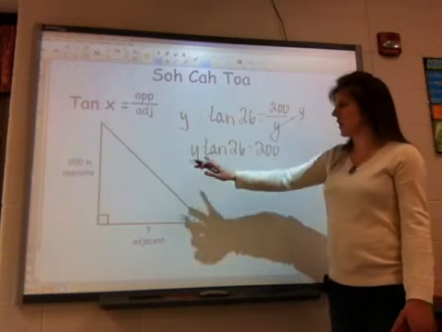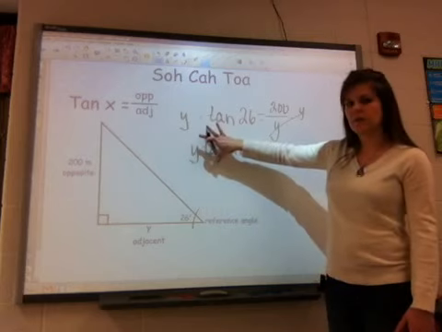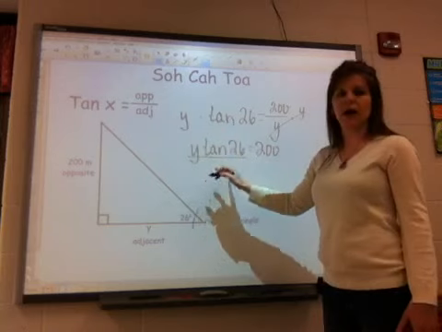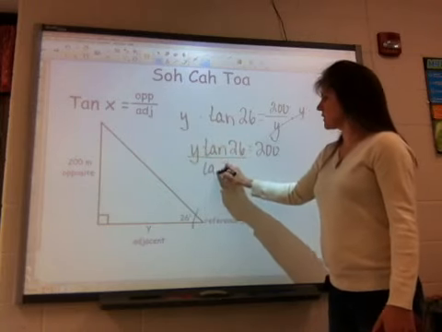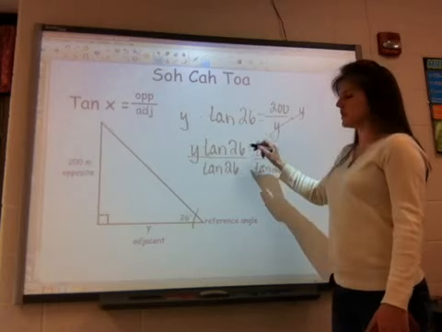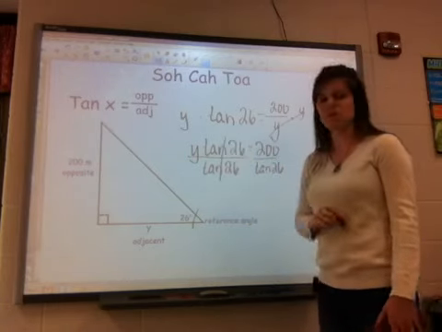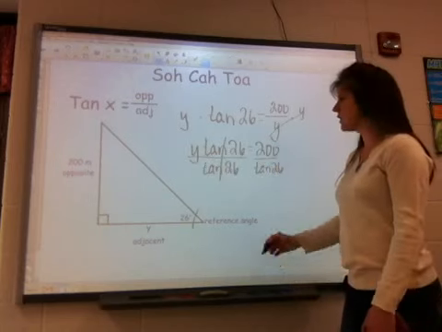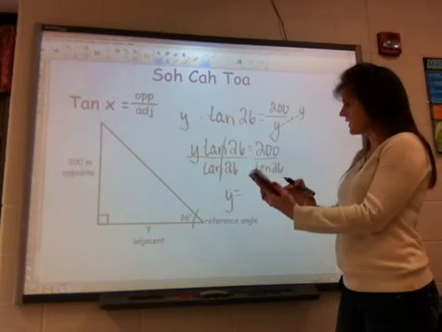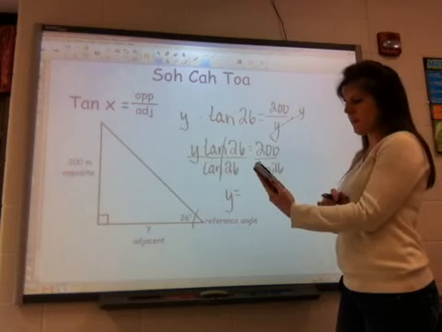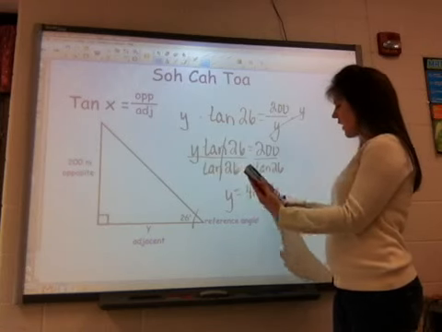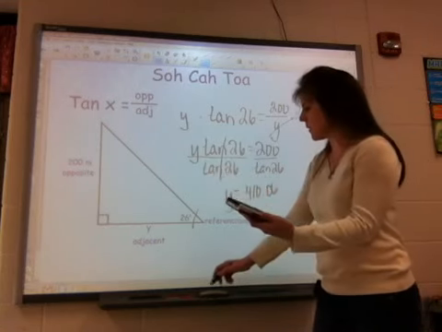So just like in regular algebra, if I had y times some number equals 200, to get y by itself, I'm going to just divide by that number. So I'm going to divide by tangent 26. Tangent 26 over tangent 26 becomes 1. 1 times y is y, so it cancels. So I'm left with y equals 200 divided by tangent 26. That gives me 410.06, round up, so it'd be 410.1.